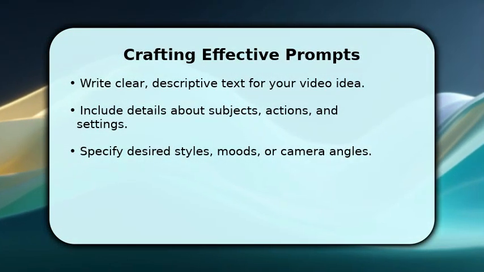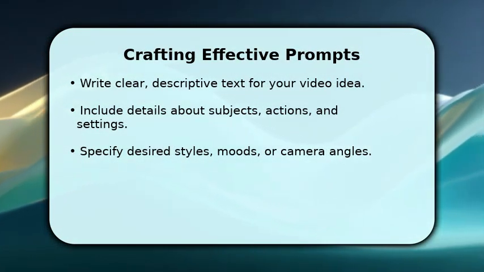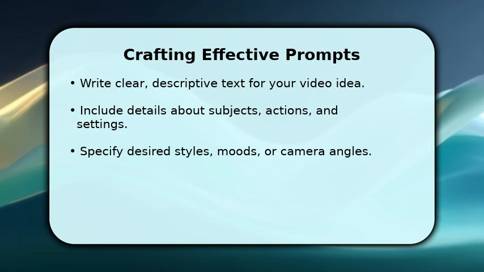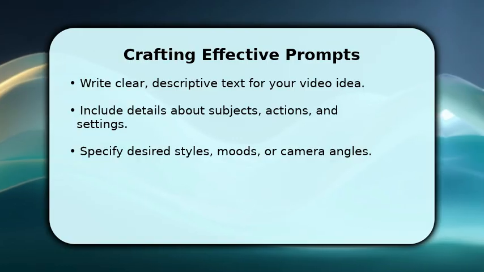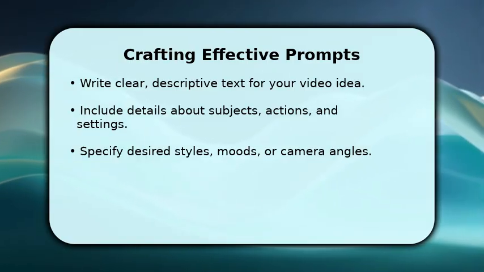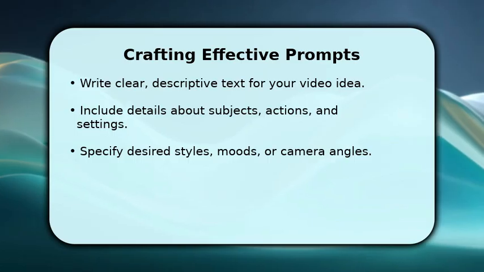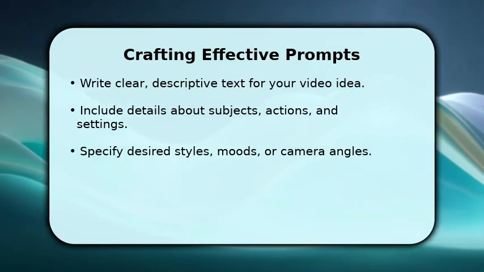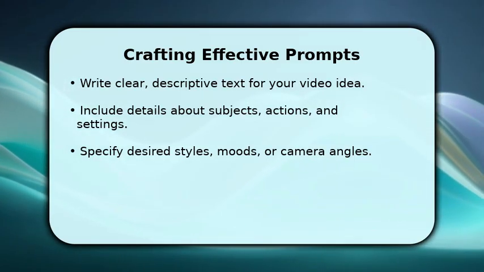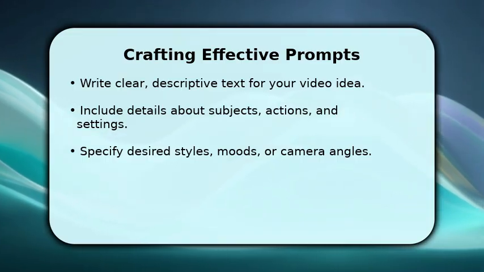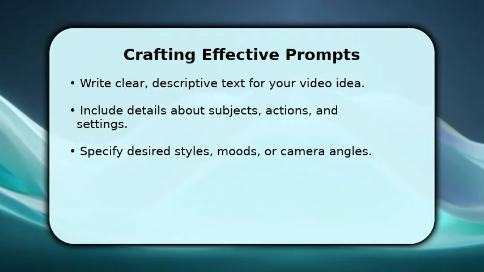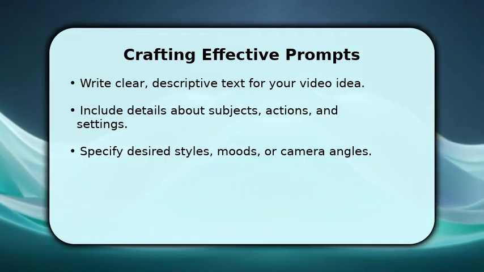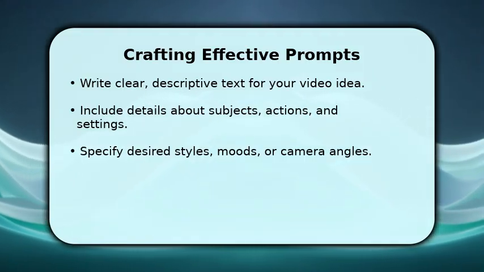To create compelling videos, your prompt is crucial. Think of it as telling a story to Gemini Veo. Be specific about what you want to see, including characters, their actions, and the environment. For example, instead of a dog running, try a golden retriever puppy joyfully chasing a red ball through a sunlit park. Adding details about lighting or camera movement can also significantly enhance your results. The more precise your input, the better the output.